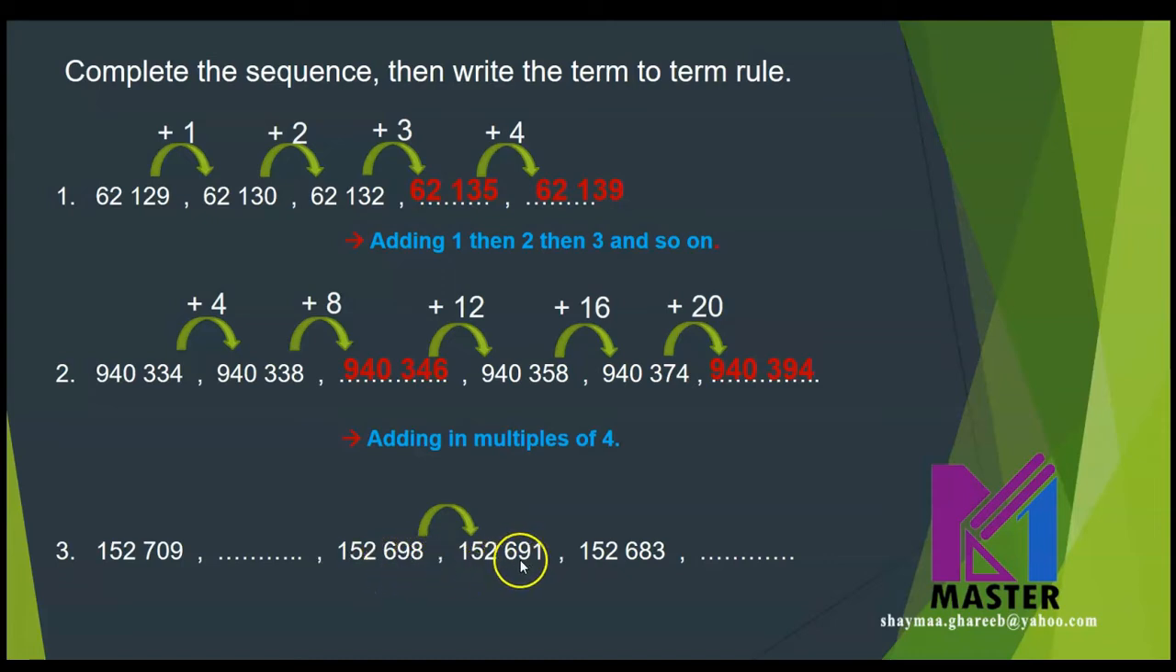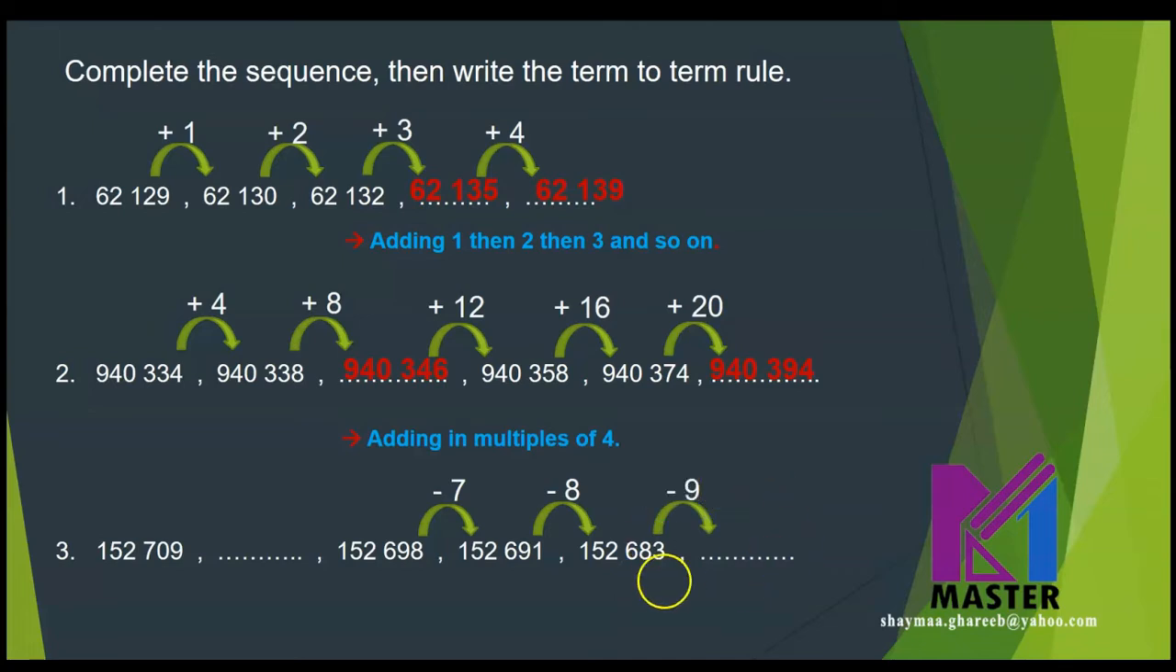698 became 691. So I subtracted 7. Let's check the next two terms. 152,691 became 152,683. So the 91 became 83. What happened? I subtracted 8. Oh, what's going on in this sequence? -7, -8. So what about the next one? What do you think? It should be -9.